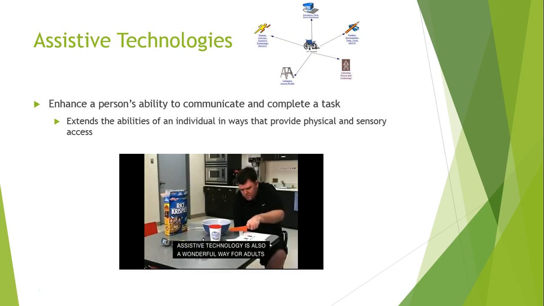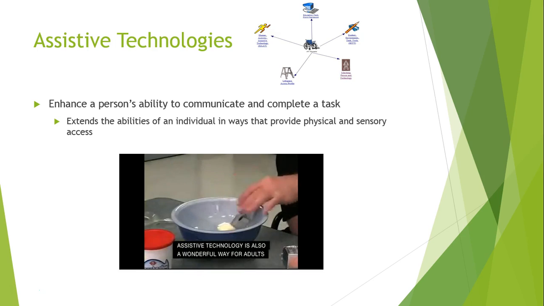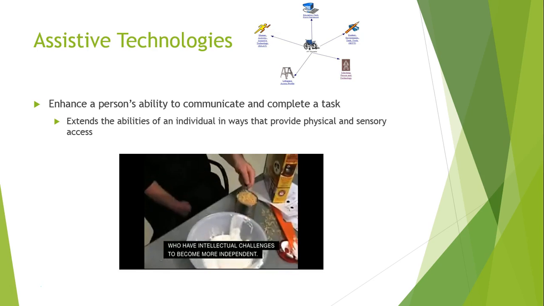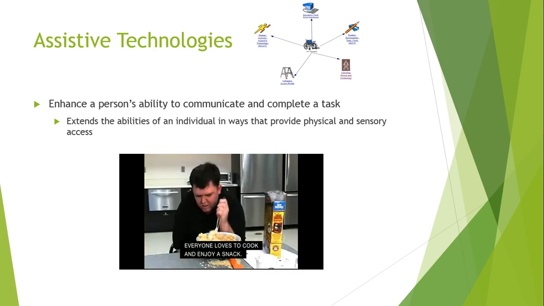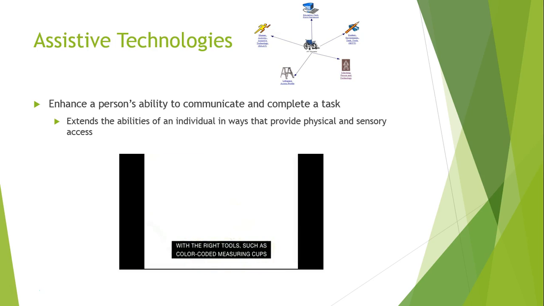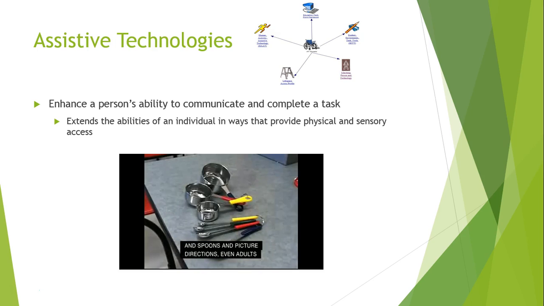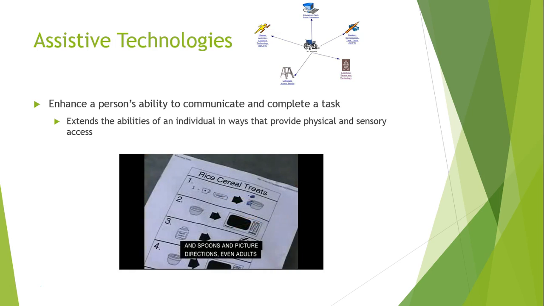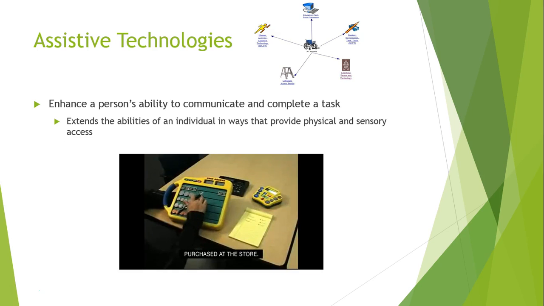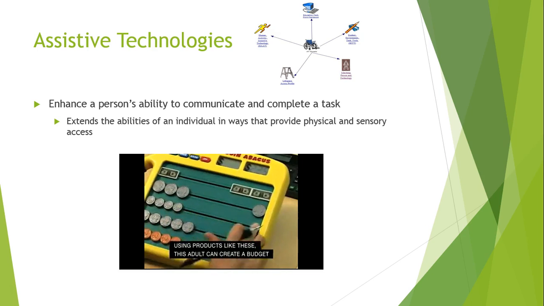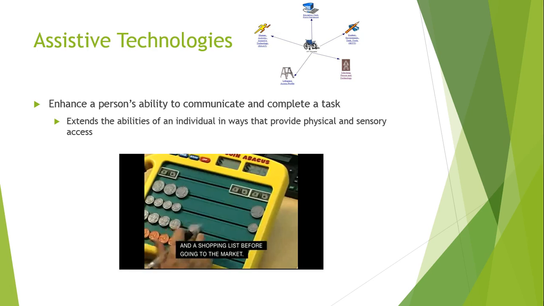Assistive technology is also a wonderful way for adults who have intellectual challenges to become more independent. Everyone loves to cook and enjoy a snack. With the right tools, such as color-coded measuring cups and spoons and picture directions, even adults who can't read can prepare a snack. Of course, all the food needed to prepare the snack must be purchased at the store. Using products like these, this adult can create a budget and a shopping list before going to the market.